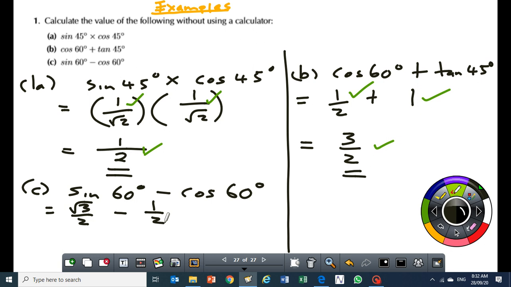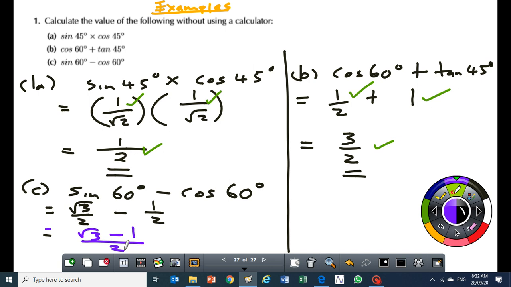Now, because the denominator here is the same, we just subtract the numerators. So your final answer will be square root of 3 minus 1 all over 2. In fact, let me write this using another color, which will make it more clear. Your final answer here will be square root of 3 minus 1 all over 2. You leave your answer like this, because you're not supposed to use a calculator.